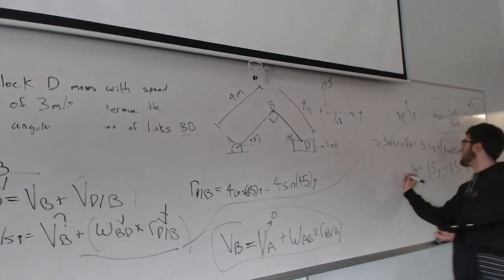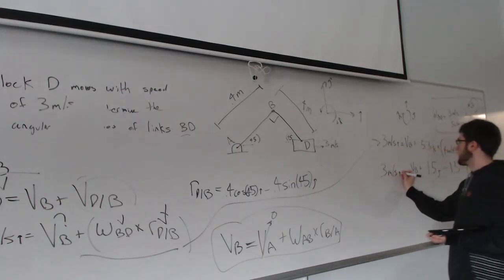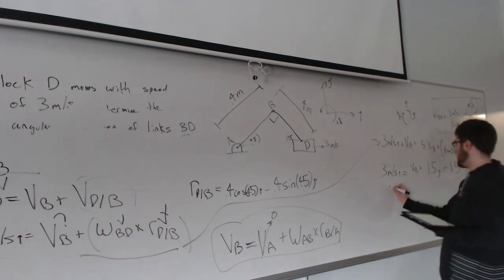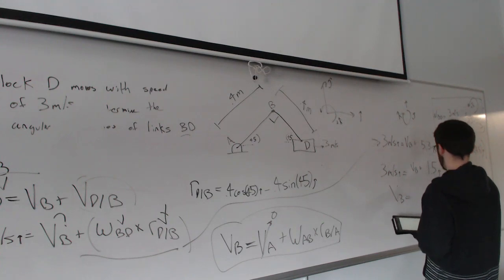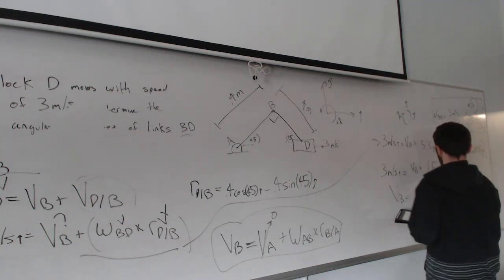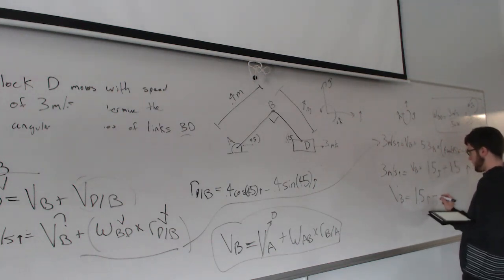So 3 meters per second in the I direction equals the velocity of B plus 1.5 in the J minus 1.5 in the negative I, so that becomes positive I. Okay, so we can solve for the velocity of B. Velocity of B is 1.5 in the I minus 1.